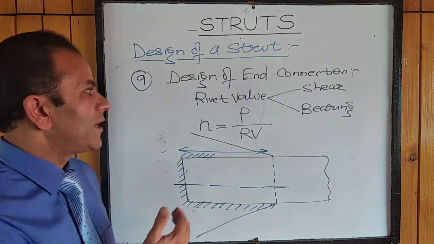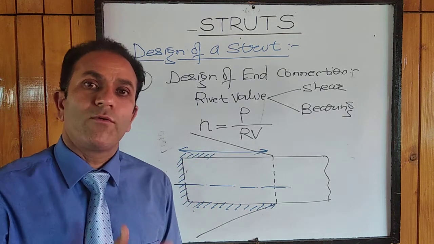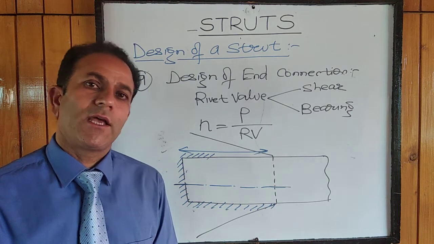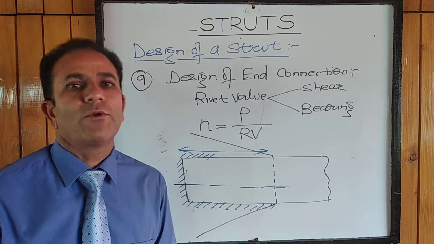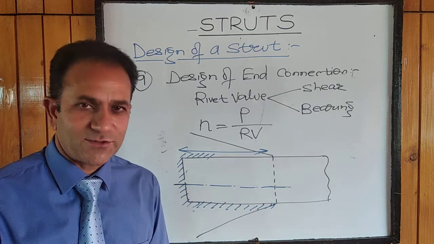In design, we'll initially assume a value of sigma AC. We'll find out the gross area required. We'll select a section. We'll determine the load carrying capacity of the section. If it is satisfying the conditions, then it's okay. If not, we'll revise the section and then design the end connection as well. Thank you.